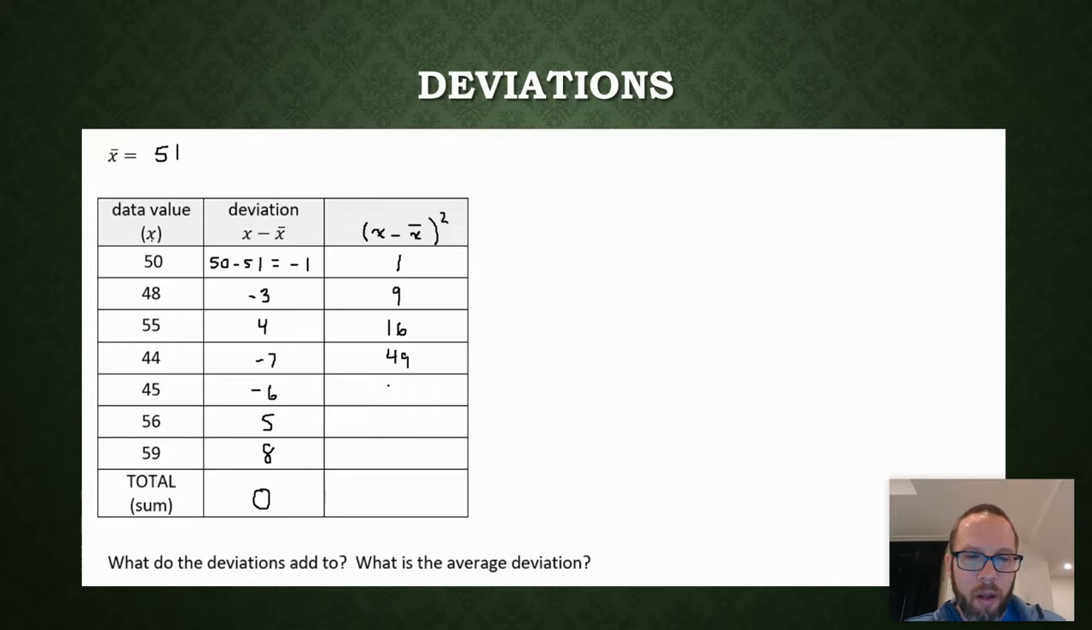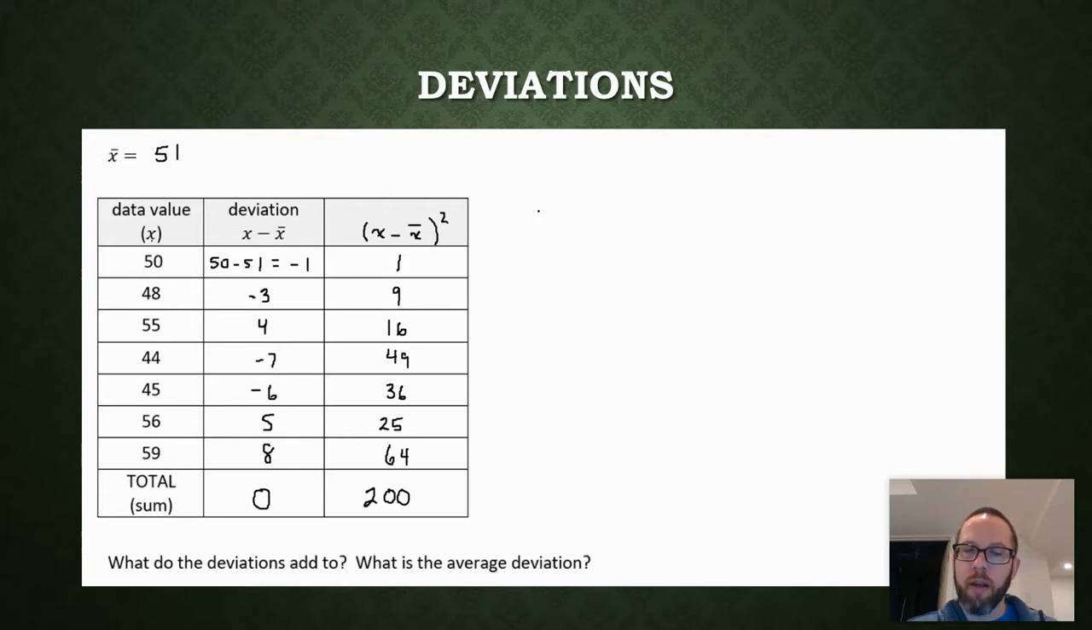49, 36. You can see those values that are really far from the mean really have an effect on the variance and standard deviation, because when you square them, they get that much bigger. And 64. So now we can add these up. 10 plus 16 plus 49 plus 36 plus 25 plus 64. That gives us a total of an even 200 for the sum of the deviations squared.